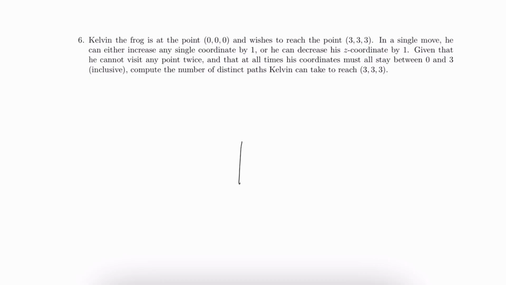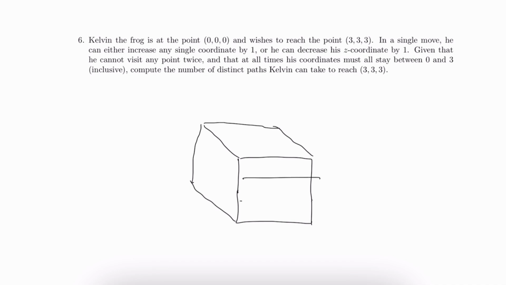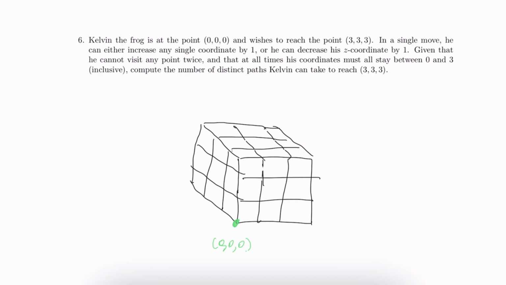You can think of Kelvin as moving around on a 3 by 3 cube, like this. He starts here, so let's call this (0, 0, 0), and he has to move all the way to this opposite corner. He can only move along these lattice points, and lattice points inside the cube as well that I can't really draw.